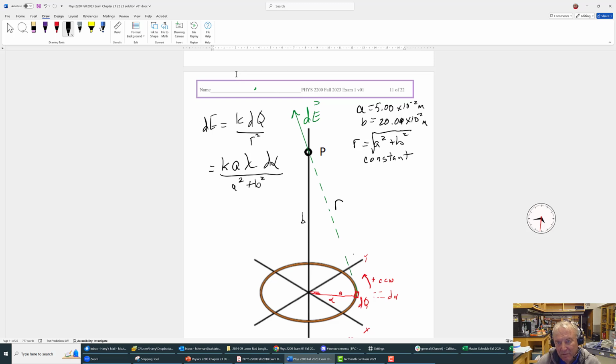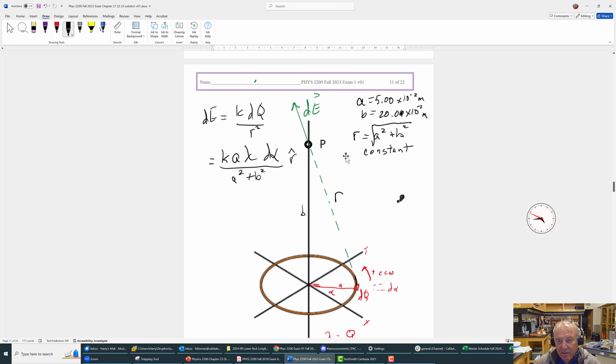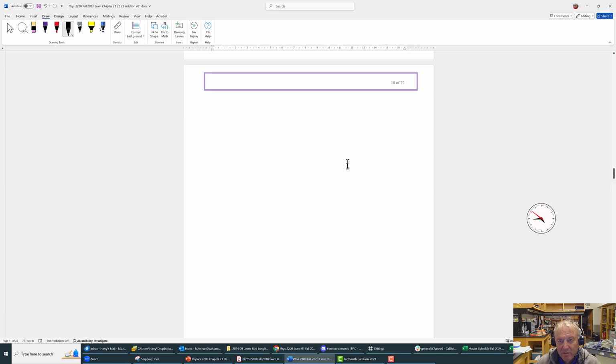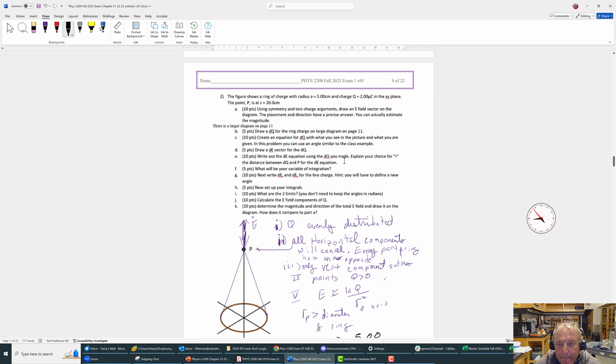And, you know, the direction is in the r hat direction. And actually r hat is drawn down below here, but I don't think I even bother with it because we have a diagram, so we don't need to worry about r hat.